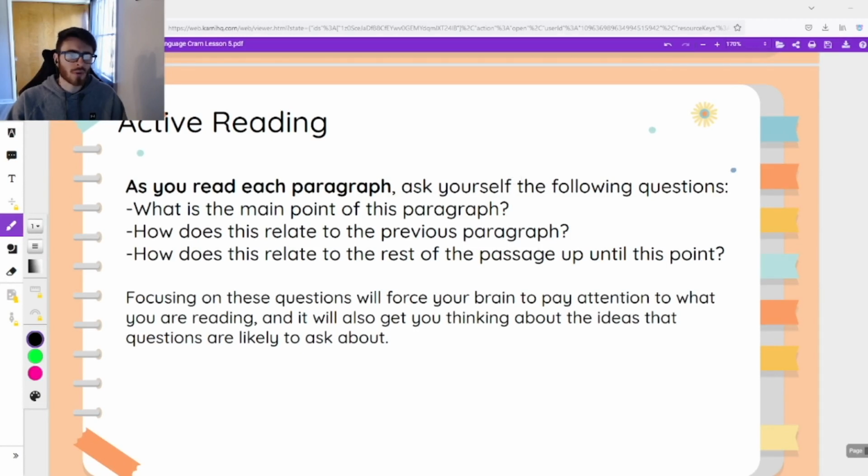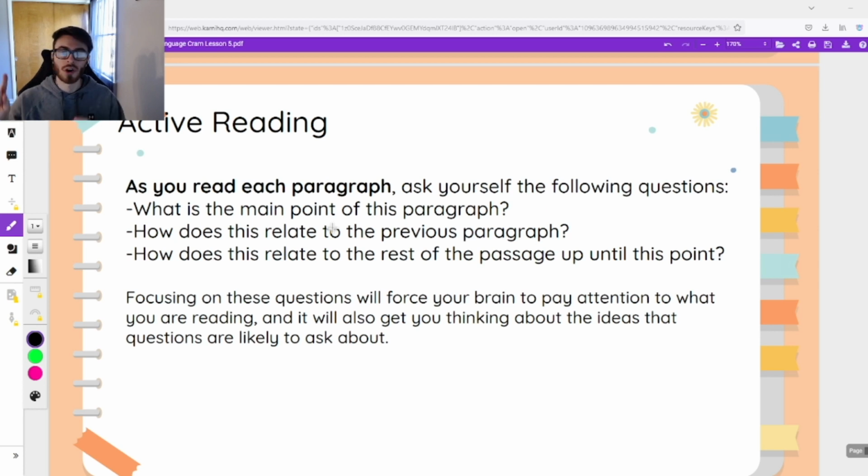And what are we going to do? How are we going to get that thorough understanding? Well, we're going to use an active reading strategy. Essentially, the idea behind active reading is you are thinking about things as you read. As you read each paragraph, you should be thinking about the following questions.